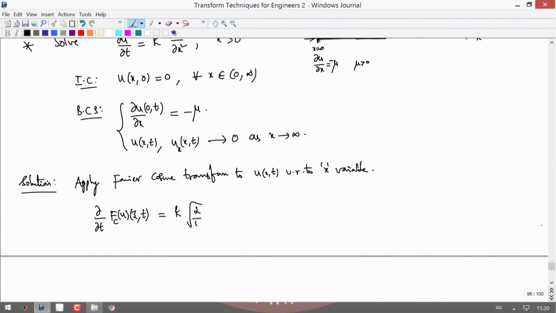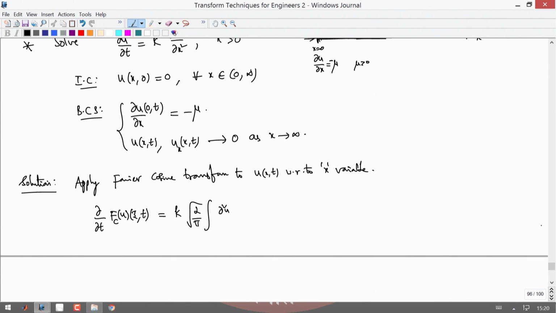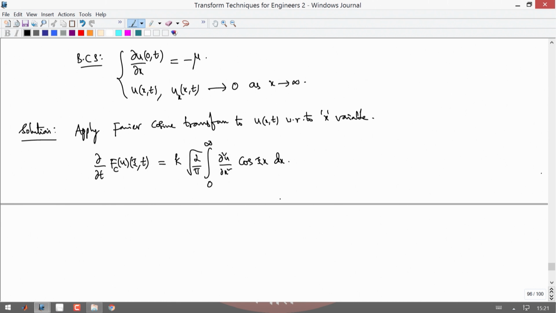Now, if I apply it to both sides, write the definition of the Fourier cosine transform for dou square u by dou x square. This is from 0 to infinity cos xi x dx. Do the integration by parts like earlier. So, you get root 2 by pi, and if you do the integration by parts, dou u by dou x cos xi x, for which you apply limits, minus cos xi x, if you differentiate, that is going to be minus sin xi x, that makes it plus xi, integral 0 to infinity dou u by dou x sin xi x dx.